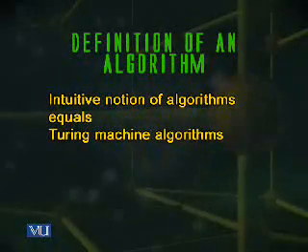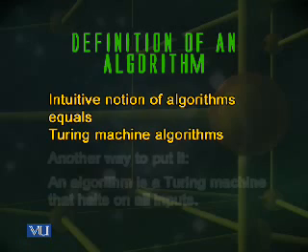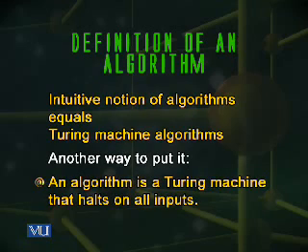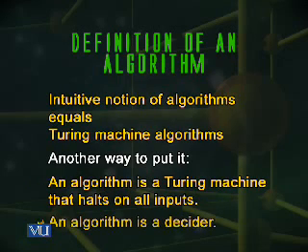Well, the intuitive notion of what an algorithm is now has the same mathematical notion of a Turing machine. So we have been able to define what an algorithm is. An algorithm is a Turing machine that always halts. Said in another way, an algorithm is a decider. It's a Turing machine that halts on all inputs. It either accepts the input or rejects the input.